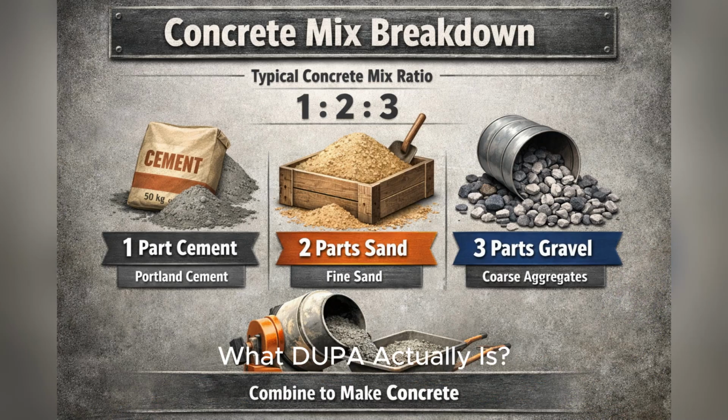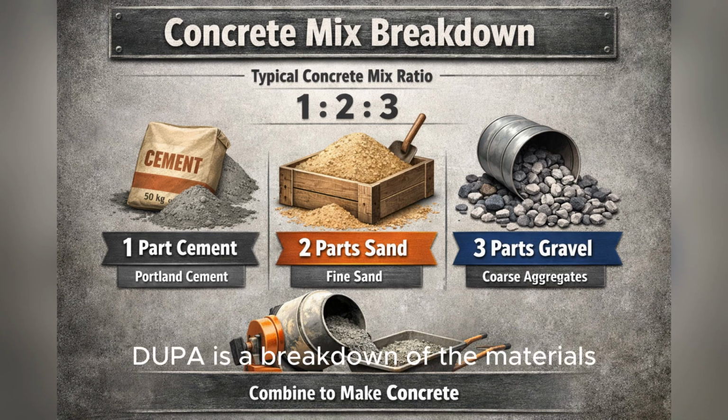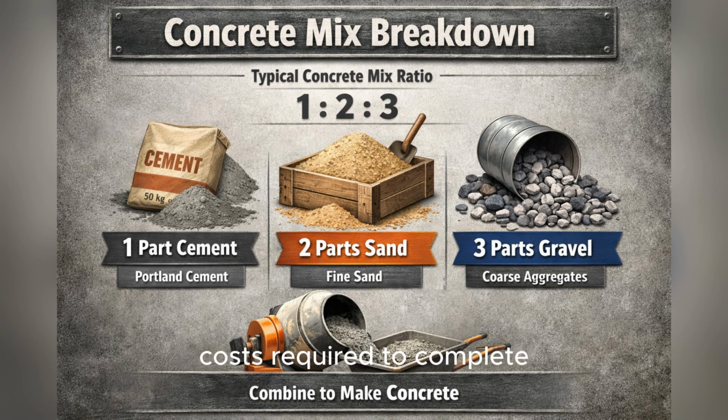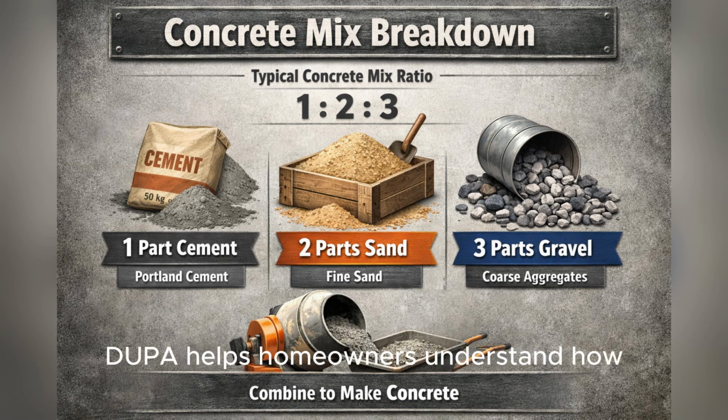What DUPA actually is. DUPA is a breakdown of the materials, labor, equipment, and indirect costs required to complete 1 unit of work. For example, 1 cubic meter of concrete or 1 square meter of CHB walling. It is not a guess. It is a systematic calculation used by government engineers to ensure fairness, transparency, and accuracy in public projects. DUPA helps homeowners understand how construction pricing really works.